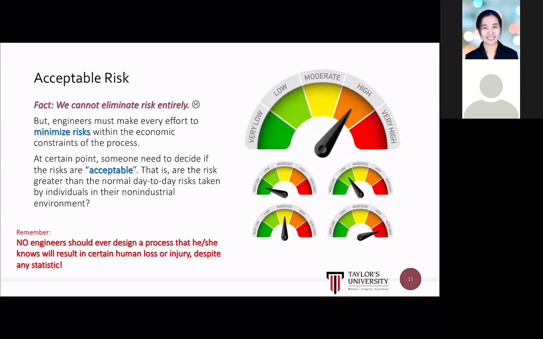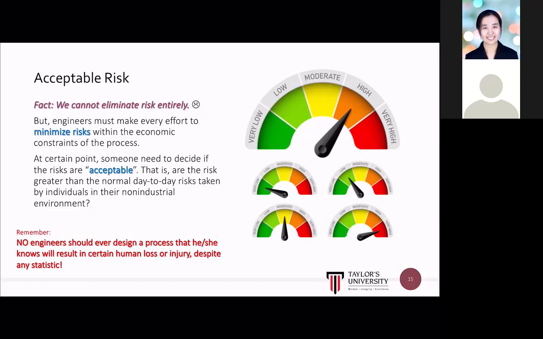Okay, there are certain risks that we have to accept. There are certain risks that we cannot accept. So as engineers, we are given the power to draw the line. Where is the acceptable risk? Okay, anything below the acceptable risk, we won't look at it. Anything above the acceptable risk, we will take action.